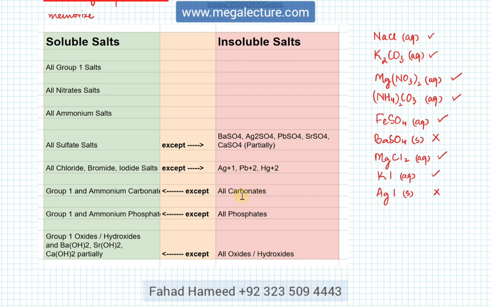Moving on to carbonates. Most of them are not soluble. All carbonates are not soluble, except for group 1 and ammonium, which we already discussed earlier on. So any carbonate that you see is not going to be soluble. FeCO3, definitely not soluble. MgCO3, again, it's not going to dissolve. But if it's a group 1 carbonate like potassium carbonate, K plus 1, CO3 minus 2, K2CO3, the group 1 is going to be soluble. That's the exception. Same applies to phosphates as well.